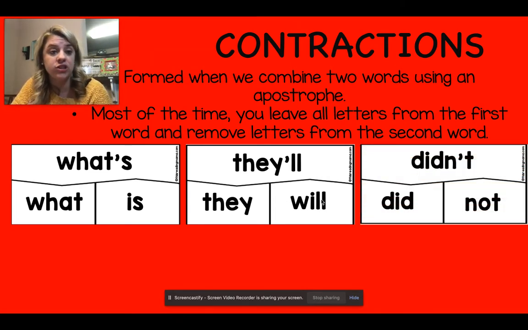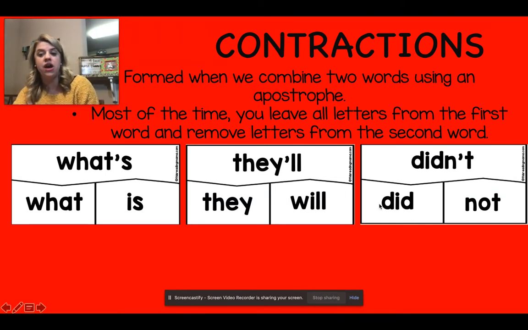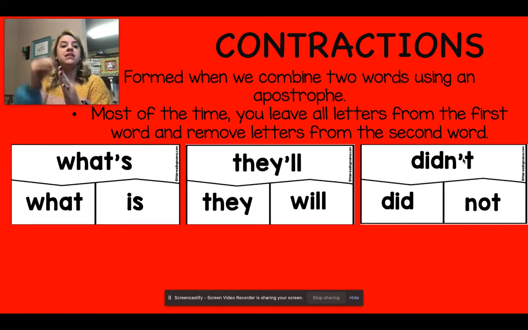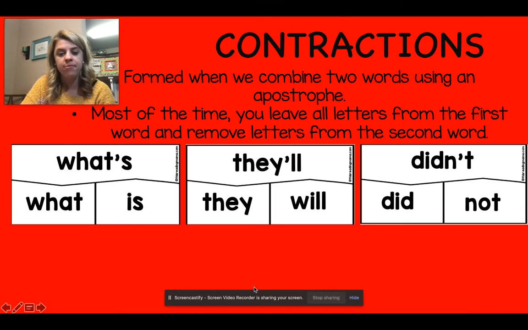We can also make contractions with the word not, okay? So here we are using the words did and not to make the contraction didn't. Okay, so if you hear the word didn't, that means the same thing as the two words did not. Here we go again. All the letters from the first word are there. D-I-D. First word, did. Second word, not. What's missing? The O, okay? So remember, we're going to squish those two words together, take out a few letters, and wherever we take the letters out is where the apostrophe goes, okay?